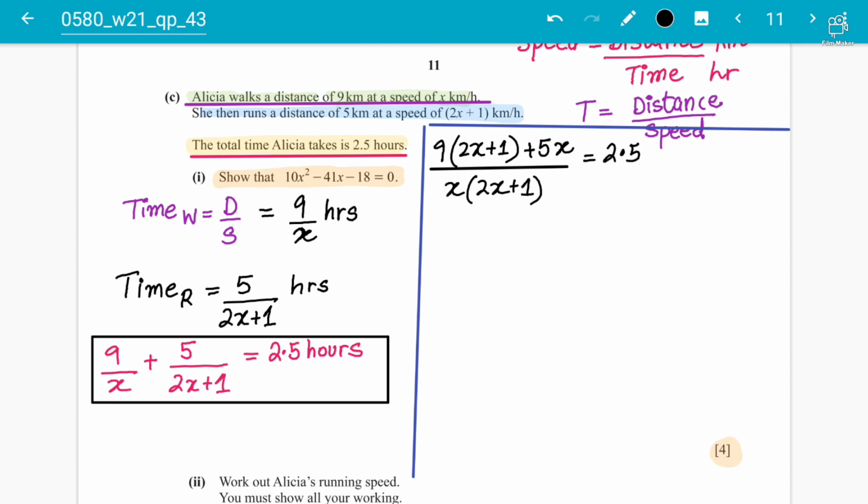Very important, so it will be 2.5 here. Now simplify: 9 twos are 18x plus 9 plus 5x.